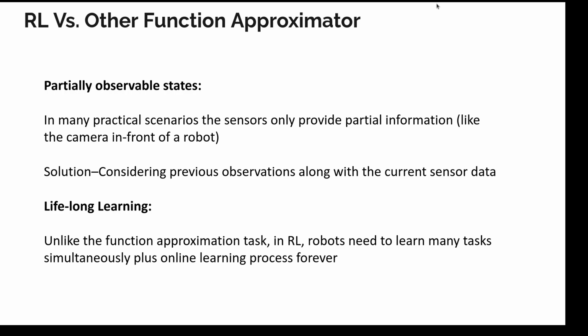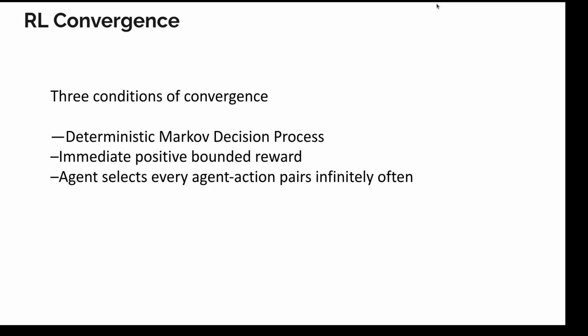What is the difference between RL versus other approximators? There are two paradigms: lifelong learning and partially observable state. What is lifelong learning? It means you have a model, you deploy it, but at the same time you keep getting new samples and you learn from them. Whether you have done good or bad, the loss will again get propagated and it will be learning. So it is quite similar to online learning.